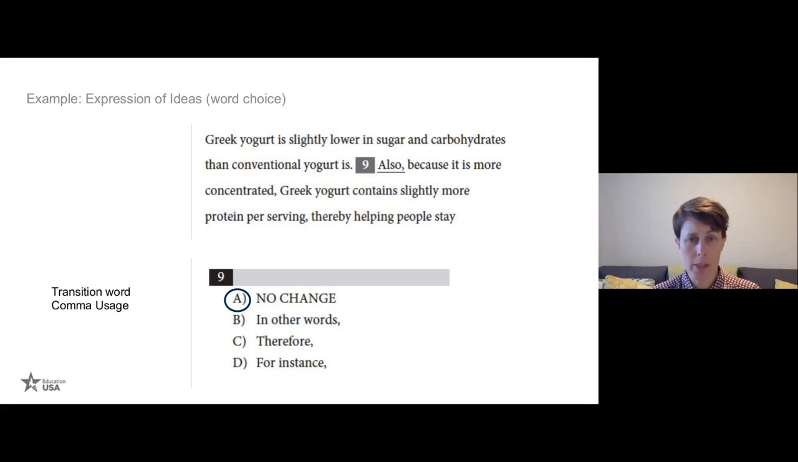Whereas also just means, and also this other thing, right? Like it has this and this, as opposed to it has this. And so therefore it also has more protein. So that's not really logically what's happening here. This was a straight up no change. Don't be afraid to go with the A, no change.